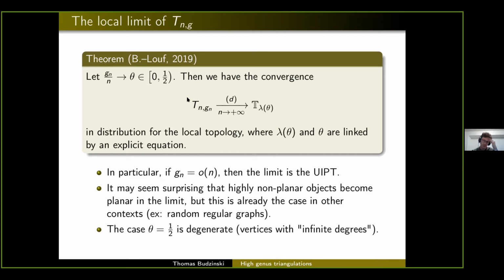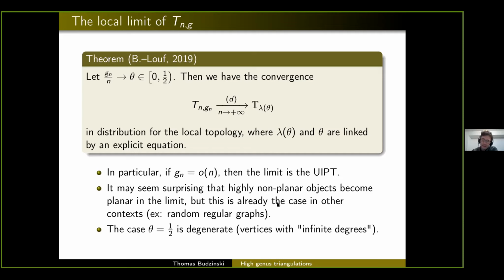Another remark that could be made about this result is that it might seem very surprising that we start from triangulations with a very high genus. So these are highly non-planar objects. And we might think, if the genus is equal to, I don't know, n over 10, and I take a neighborhood of size 1,000, then I should already see some genus. I should already see some holes in it. So it might seem surprising that the limiting object is actually planar. So the holes kind of disappear in the limit.